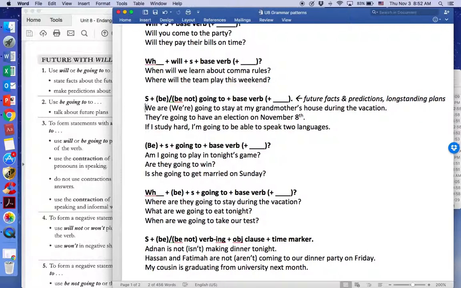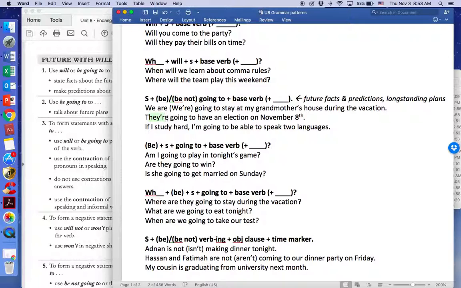So, example, we are, or we're in speech, going to stay at my grandmother's house during the vacation. This is probably a long-standing plan, right? It's a fact that they're going to stay at his grandmother's house, but it's probably something that has been planned for quite some time. And so we're going to use going to and not will.